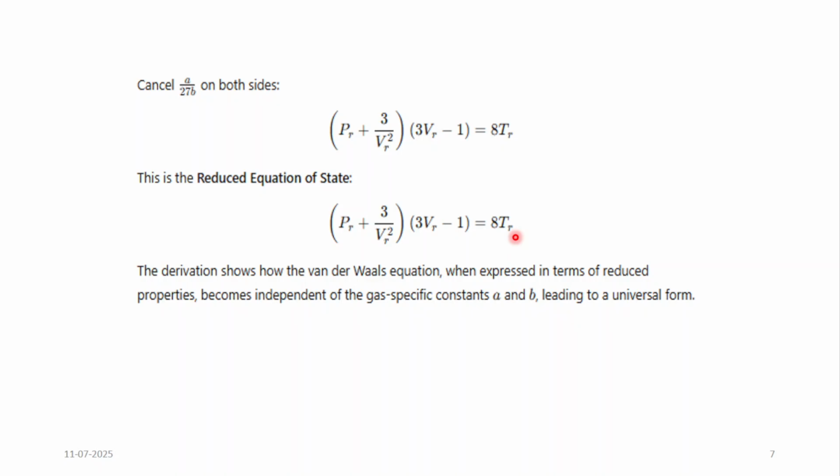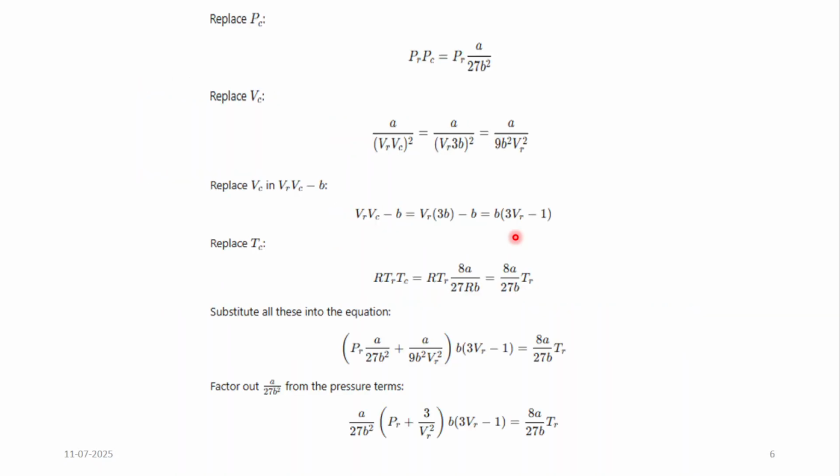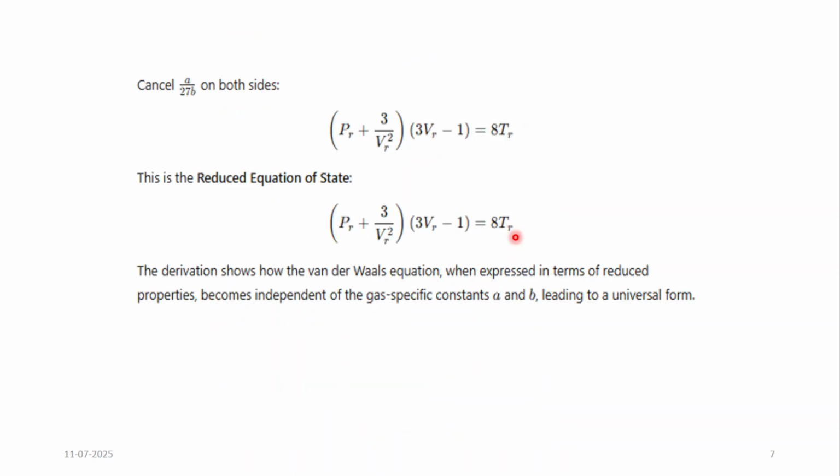Now if any two gases are at the same PR, VR and TR values, they will behave similarly. So this is what this law states. This is a universal form of the reduced equation of state.